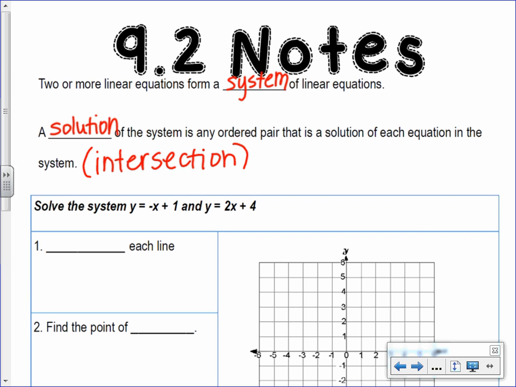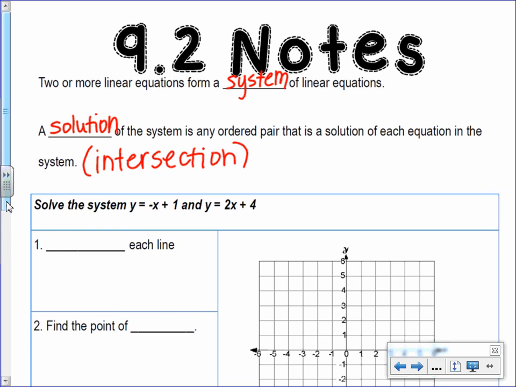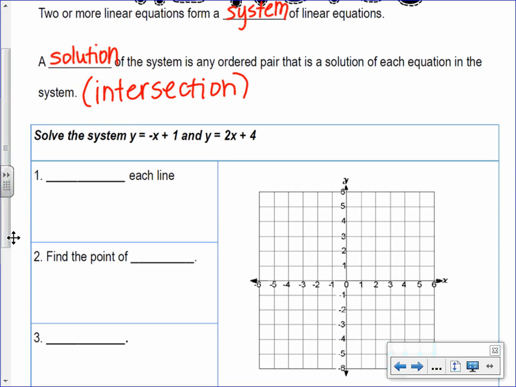Make sense? All right. So the nice thing is there's only 3 steps, and they're all kind of repetitive. Your first step is always going to be to graph. If you're still struggling with graphing, you might want to have out your 9-1 notes. Your first step is to graph each line. Today we're only looking at 2 lines. Typically that's all you'll look at.